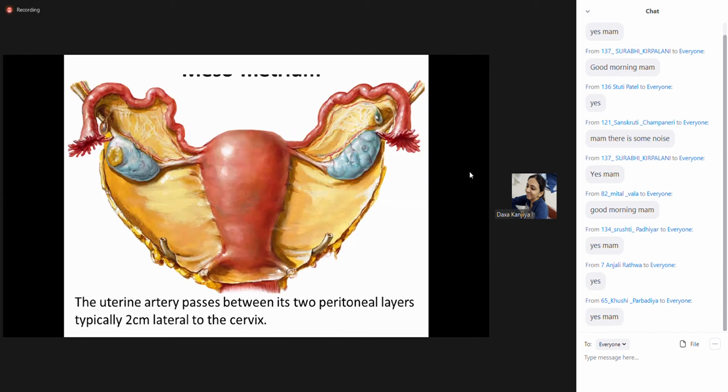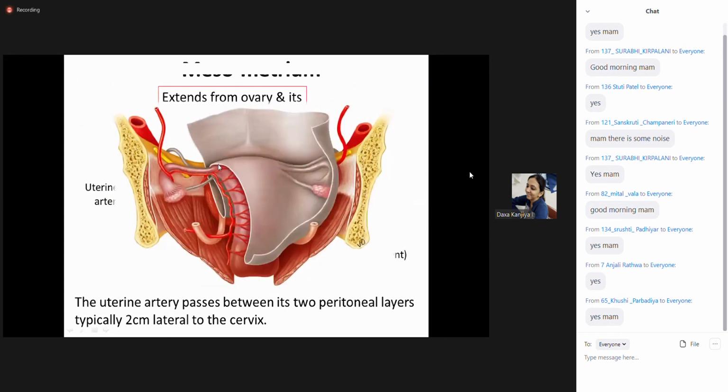The second portion is the mesometrium, the portion which extends from the ovary and ligament of the ovary to the base of the broad ligament. This is the base of the broad ligament. This is the mesometrium. Now, here you can see the entry of the uterine artery between the 2 layers, just lateral to the cervix. So one of the contents of the mesometrium is the uterine artery. It extends from the ovary and ligament of the ovary to the base of the broad ligament. This broad one is the mesometrium.